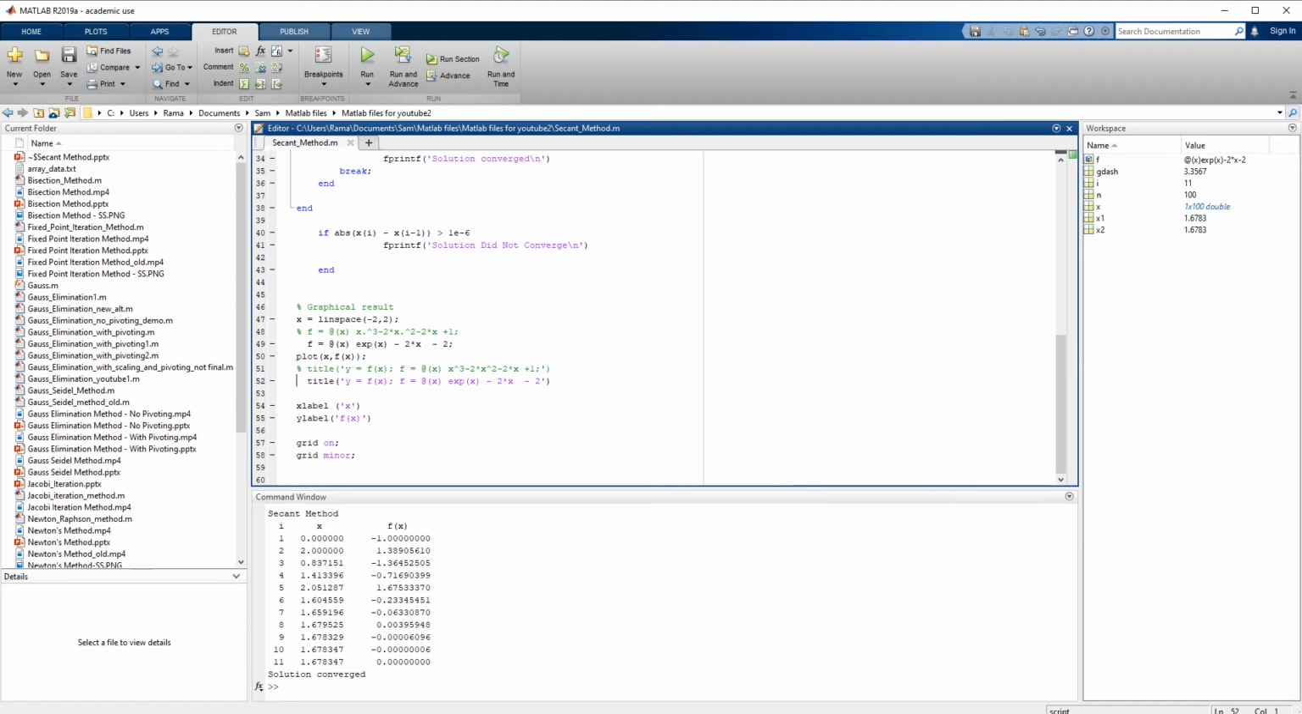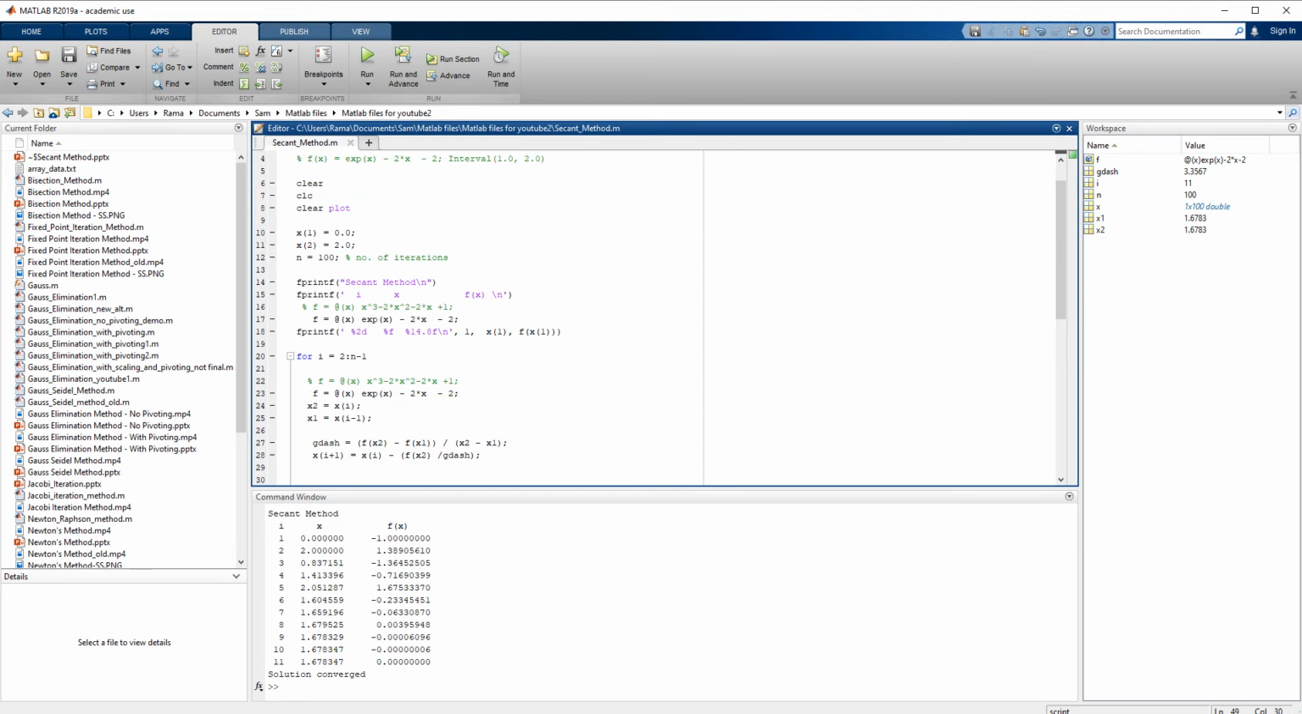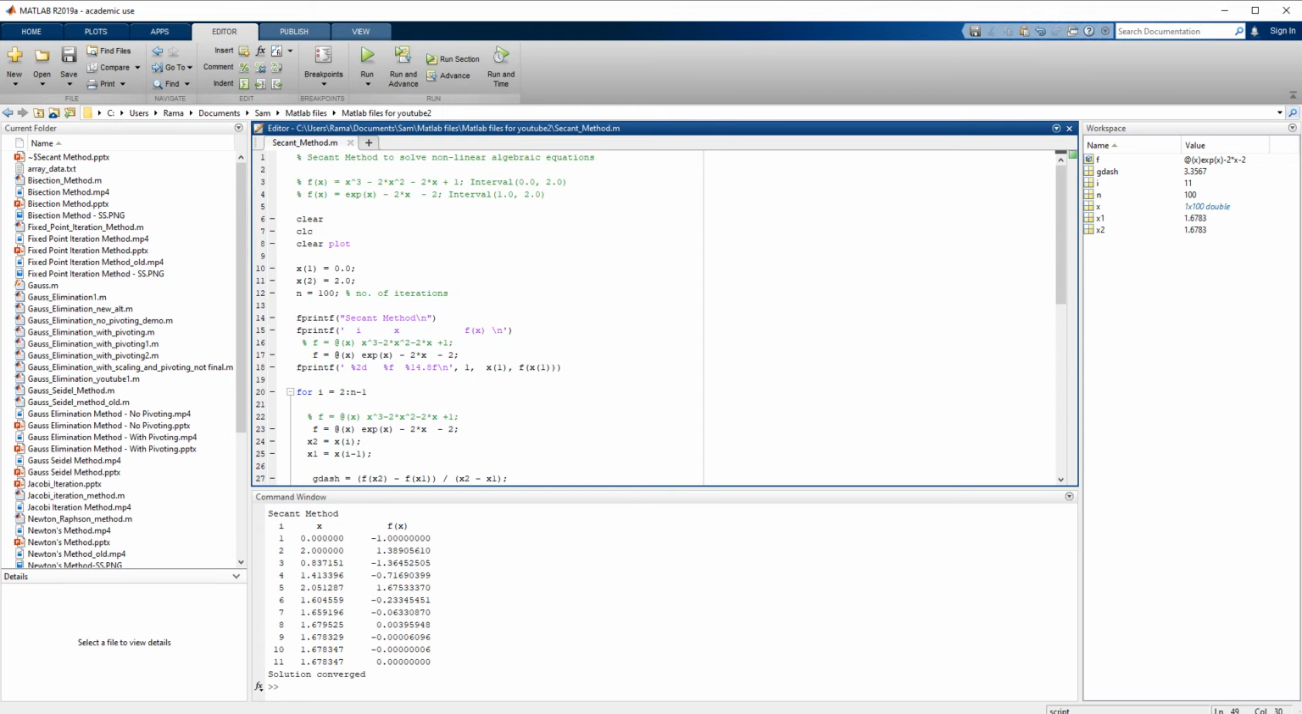Many times, we may not be able to solve all the roots, but based on the initial values, we will generally be able to solve the root closest to the values we picked.